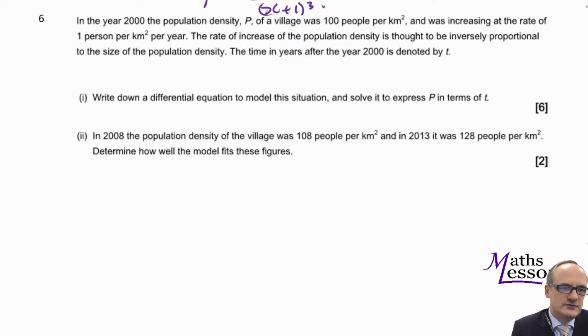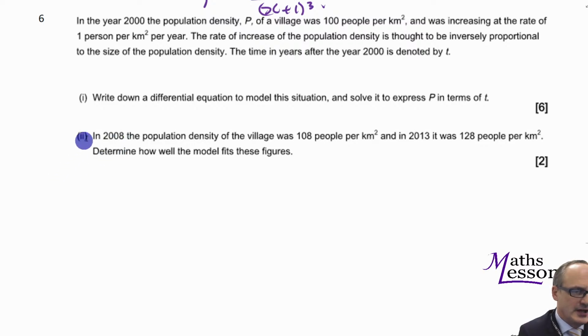Okay, so a tricky one to finish off with. Well, it's not. If you know what to do, it's not very tricky at all. It's actually one of the quickest ones to do if you know what to do. So in the year 2000, the population density P of the village was 100 people per square kilometre and was increasing at a rate of 1 person per square kilometre per year.